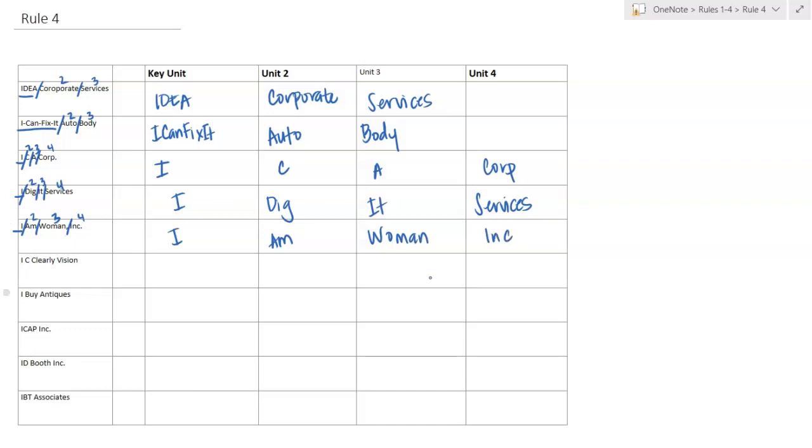Here we have I See Clearly Vision. There is a space between these, so they are separate units. I would be my key unit, See is unit 2, Clearly is unit 3, and finally Vision is unit 4.